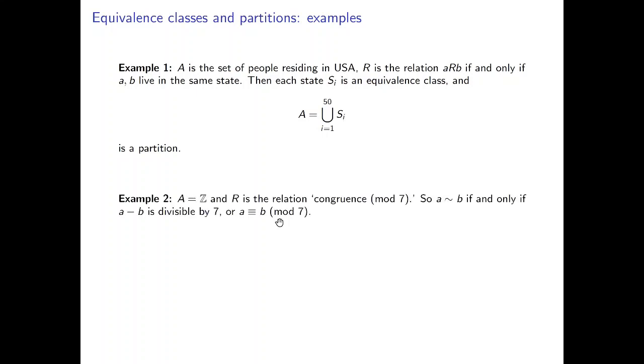And so for the second example, we'll look a little bit more at this number theoretic relation, congruence mod M. For example, let's suppose my set will be the integers, and let's suppose R is the relation congruence mod 7. Two integers will be equivalent with respect to this relation if and only if their difference is divisible by 7, or more succinctly, if and only if A is congruent to B mod 7.